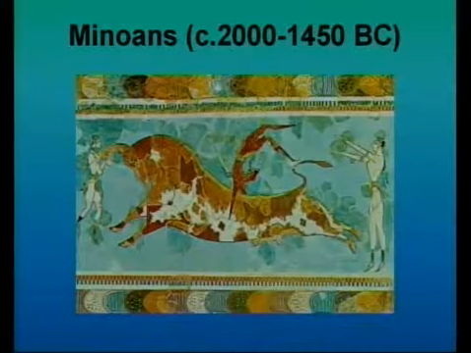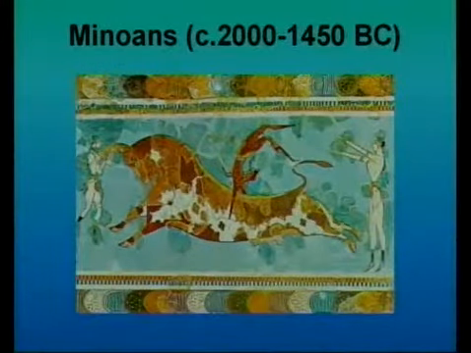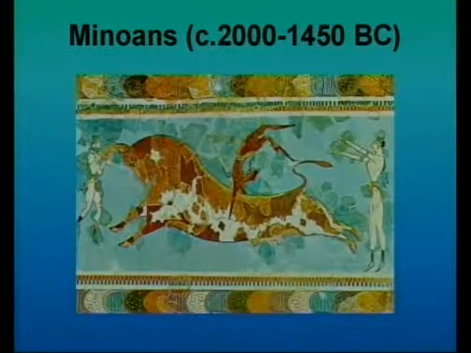They had this acrobatic thing of leaping over bulls. I don't know whether you've seen this artwork before from Crete. They worshipped sort of a bull god in the labyrinth underneath the palace at Knossos. They had a snake goddess also that they worshipped.